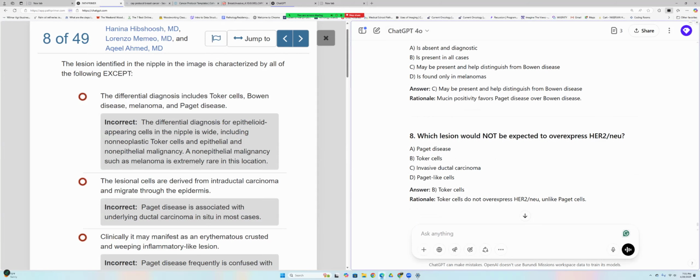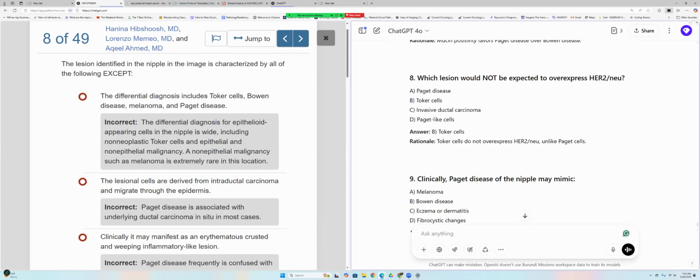Yes, Paget disease cells react, Toker cells, no. Progressive ductal carcinoma of the breast. Yes, luminal B. Paget-like cells. So you're right, Toker cells.